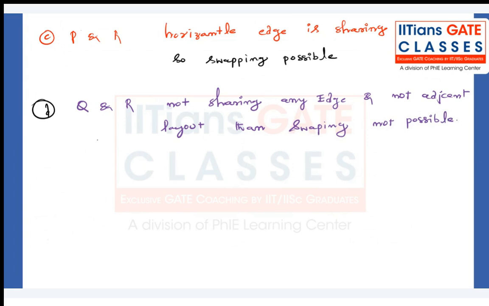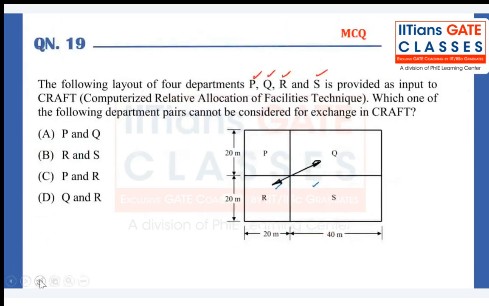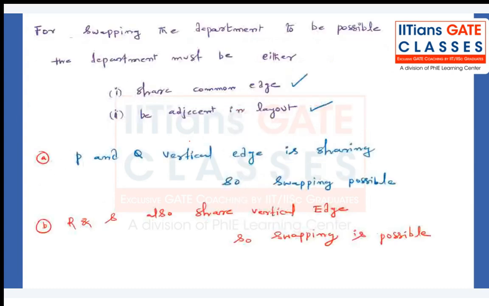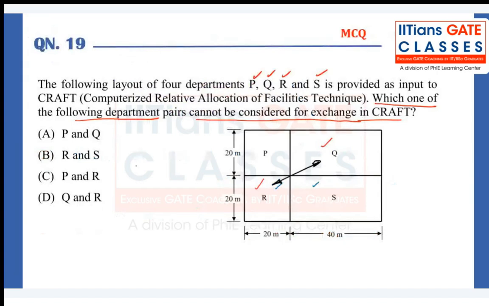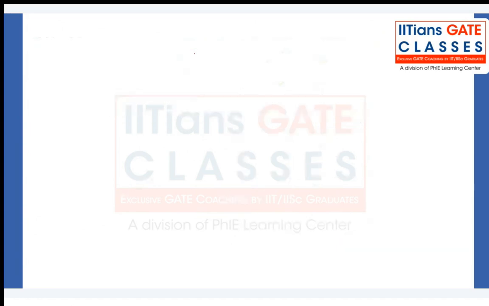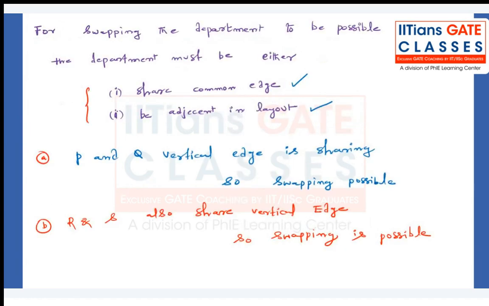All right, guys. So here, they ask which one of the following department pairs cannot be considered for exchange of craft. Q and R are not sharing any common edge, and they are not adjacent in the layout. That is why these two will not be swapped. So your answer is D. If you remember these 2 points, it is easy to solve this kind of question. Hope you understand, guys. Now let us move to the next question.